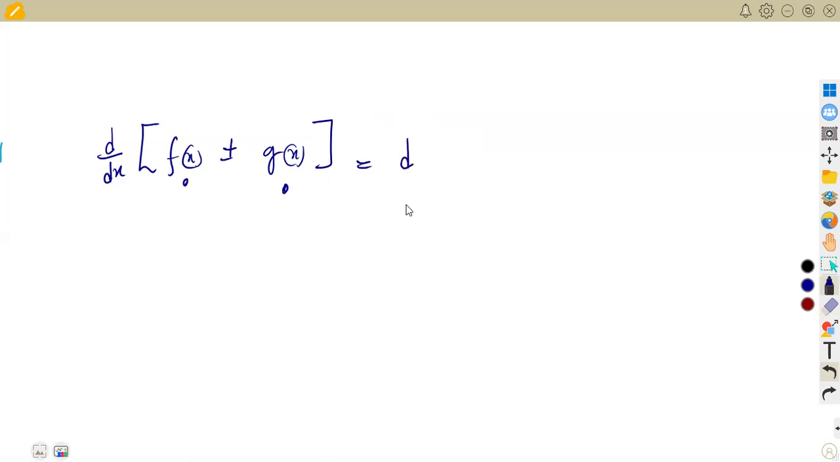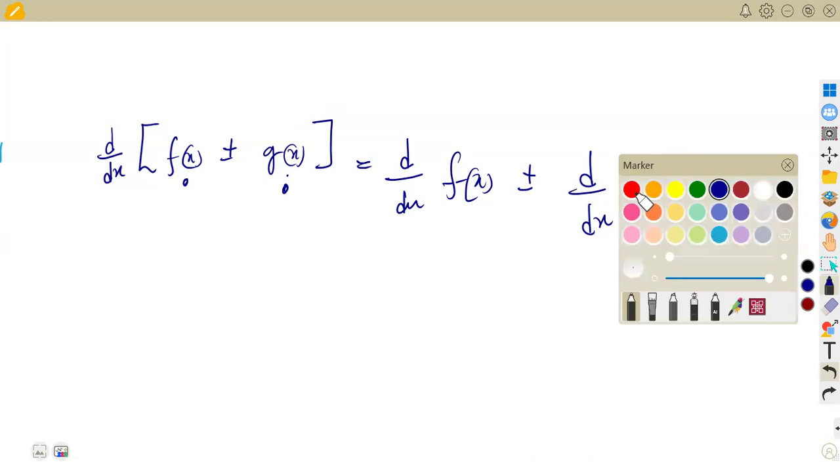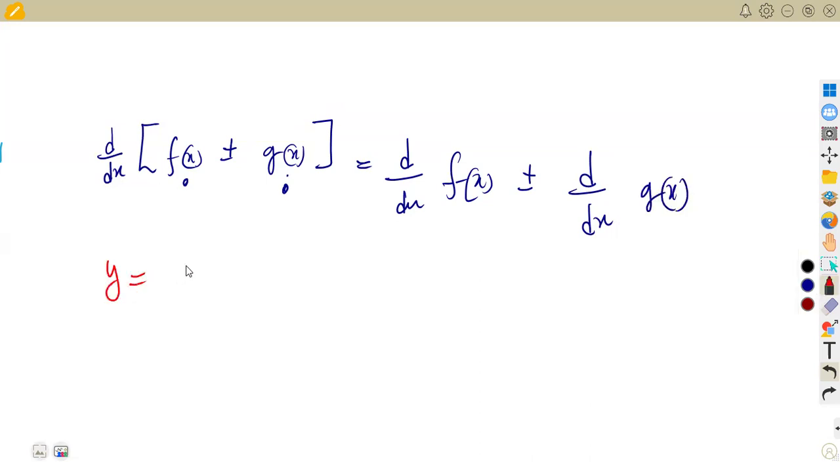So it's the derivative with respect to x of f of x. If there's a plus, you're going to add. If there's a minus, you're going to subtract. The derivative with respect to x of what? Of g of x. What am I trying to say? Every expression can be separated according to what you are given. Like this.